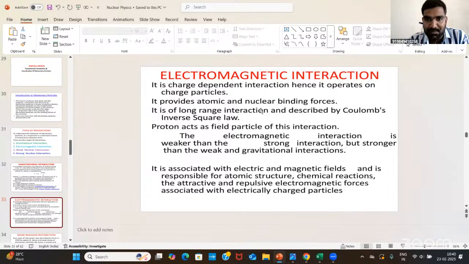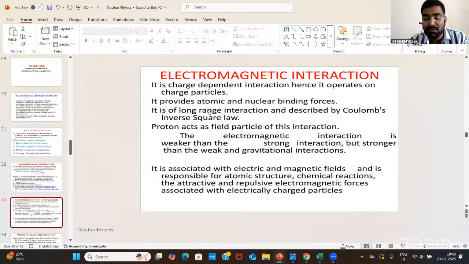It provides atomic and nuclear binding forces. So these provide what? Atomic and nuclear binding forces. It is a long range interaction and is described by Coulomb's inverse square law. These are long range force interactions. Just now we discussed the gravitational interaction, which is the weakest interaction, and also long range, but the electromagnetic one is not that weak. These occur between two charges.